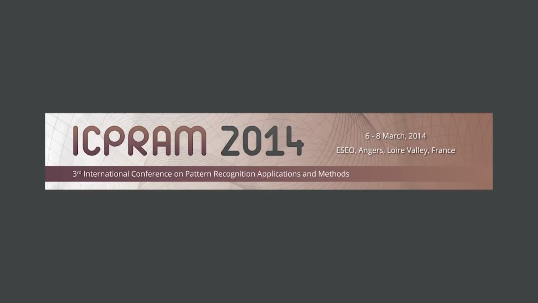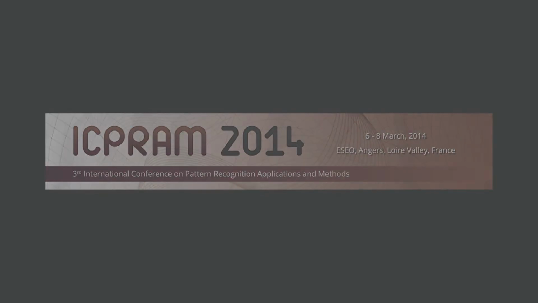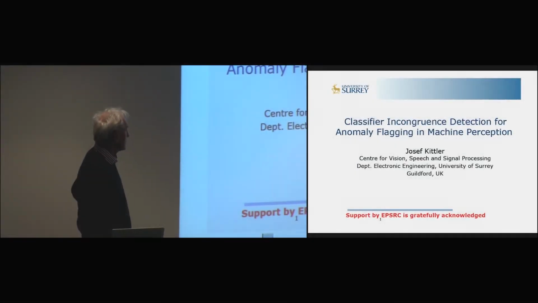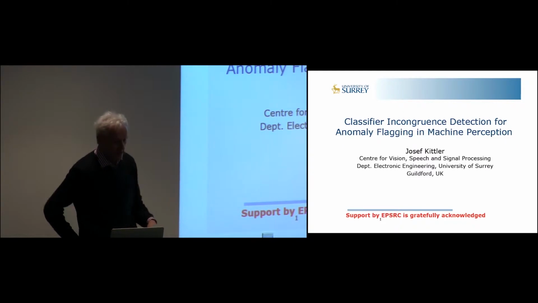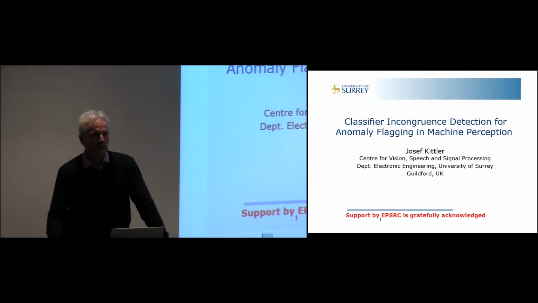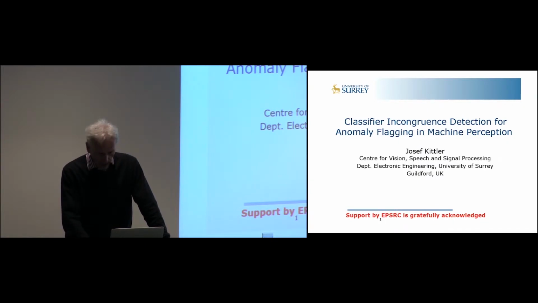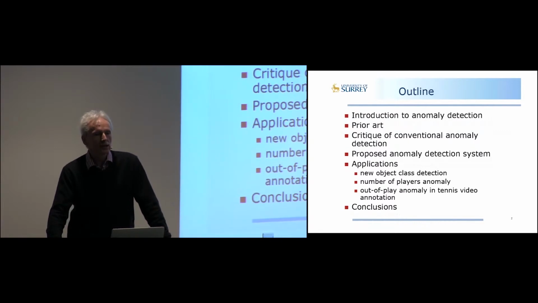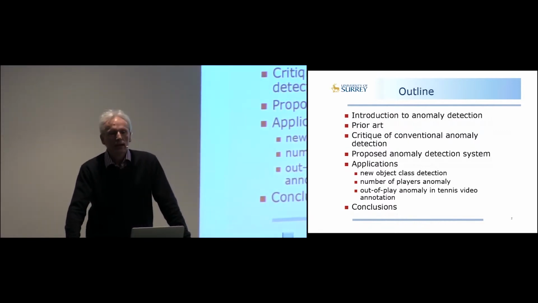Okay, so my presentation is concerned with anomaly detection. The title actually suggests that I will also be talking about one particular mechanism which can be used for flagging anomaly, and we'll see where it fits in. But the whole talk is primarily about detecting something unusual using machine perception systems.